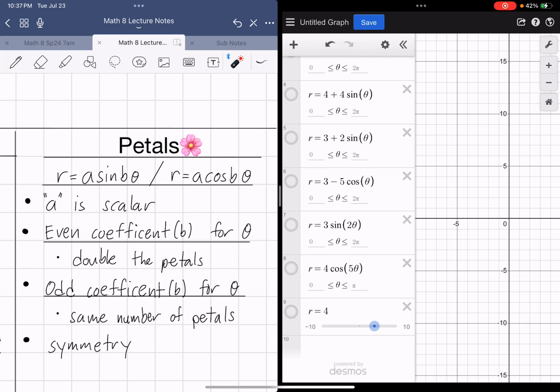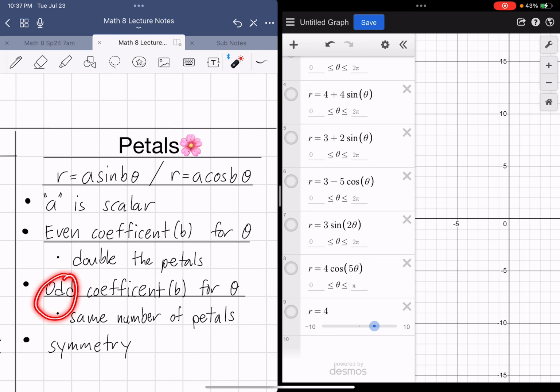Now, like I said, I'm trying to keep things simple. So once it has a coefficient, that coefficient either makes the circle, those petals, larger or smaller. But two key things that are going to really help you get to this graph is when that coefficient is even, you're going to have double the number of petals. So if you have a number of 2, you'll see 4 petals. If you have 4, you'll see 8 petals. If you have 6, you'll see 12 petals.